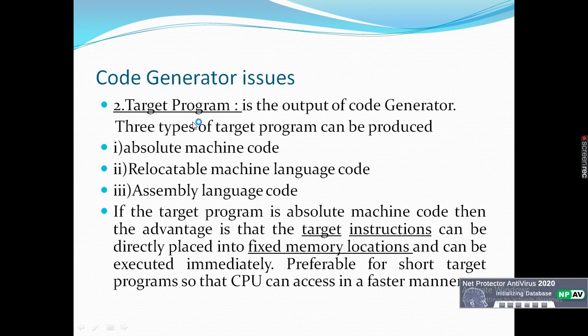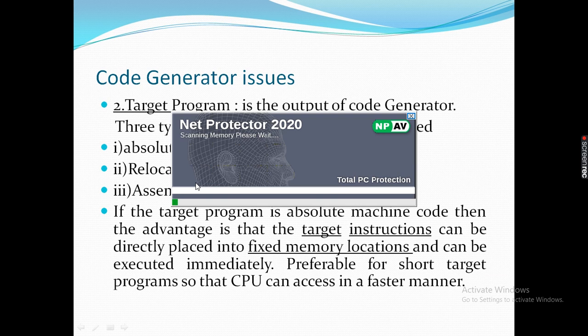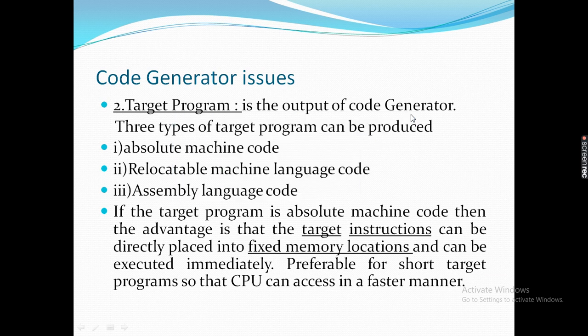That is, the developer must know what the possible types of target program that can be produced are. So the target program is the output of the code generator.